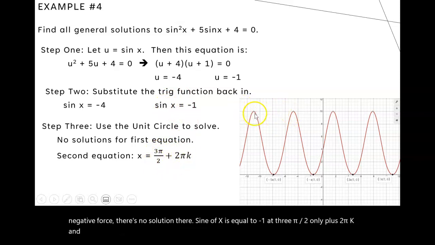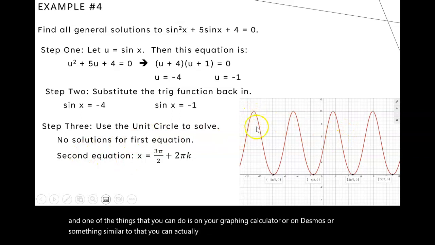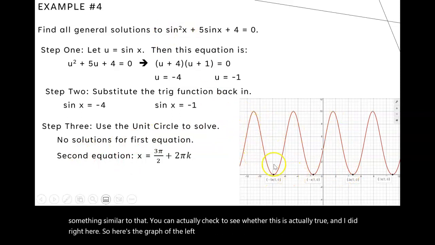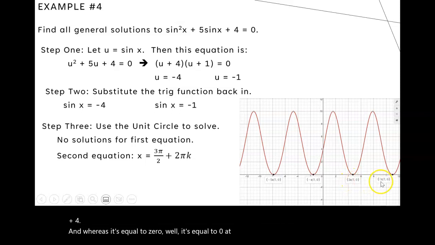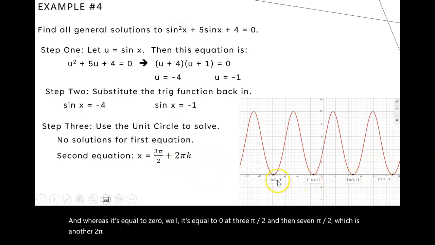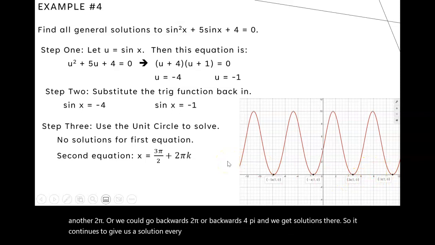And one of the things that you can do is on your graphing calculator or on Desmos or something similar, you can actually check to see whether this is actually true. And I did right here. So here's the graph of the left side of the equation, sine squared x plus 5 sine of x plus 4. And where is this equal to 0? Well, it's equal to 0 at 3 pi over 2, and then 7 pi over 2, which is another 2 pi. Or we could go backwards 2 pi or backwards 4 pi, and we get solutions there. So it continues to give us a solution every 2 pi after 3 pi over 2.